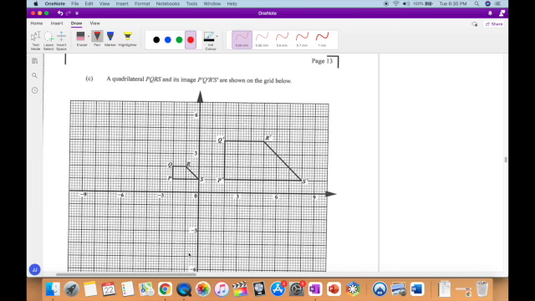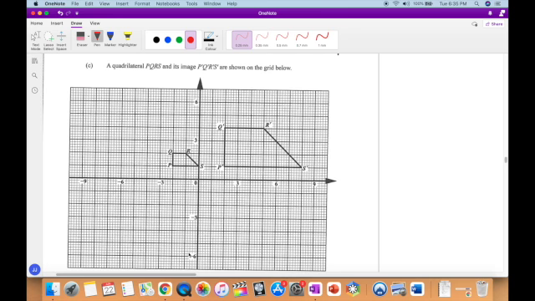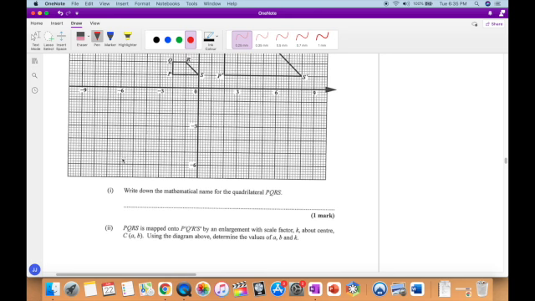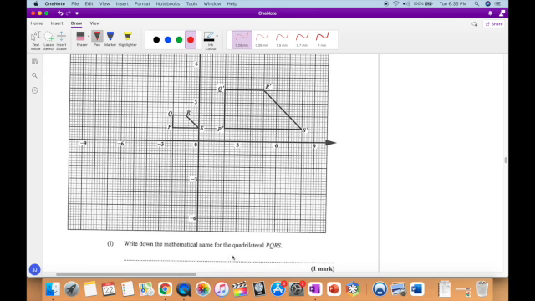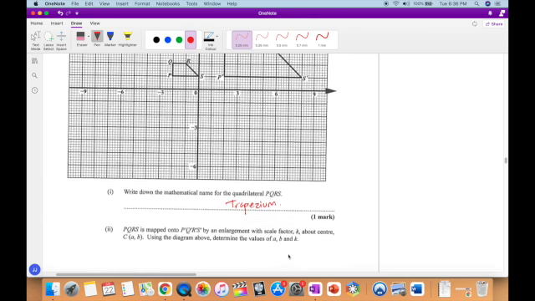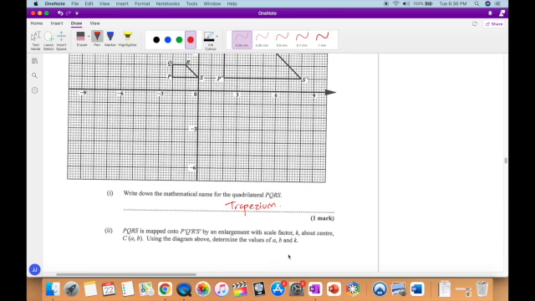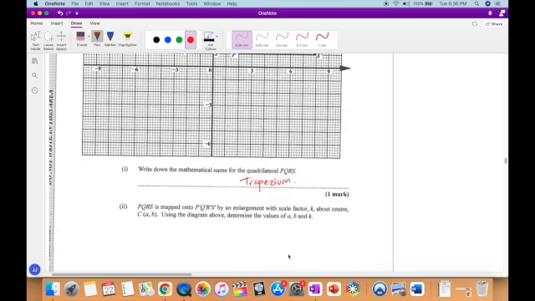We have here a translation, the quadrilateral PQRS, and its image. We can see it's some sort of an enlargement here. Write down the mathematical name for the quadrilateral PQRS. Well, that is a trapezium. A trapezium is some sort of a parallelogram, right? PQRS is mapped onto the image by an enlargement with a scale factor K about the center (A, B). Using the diagram, determine the values of A, B, and K.